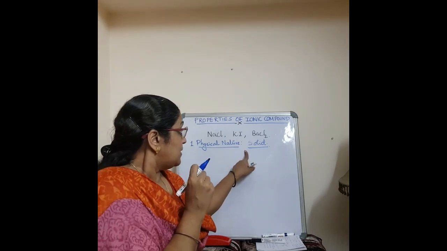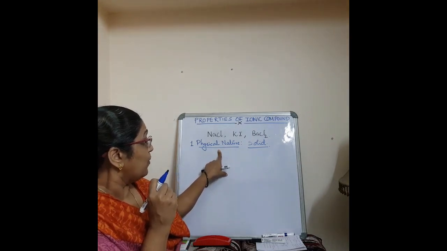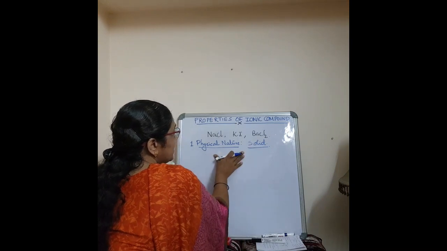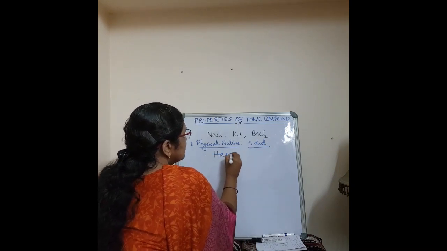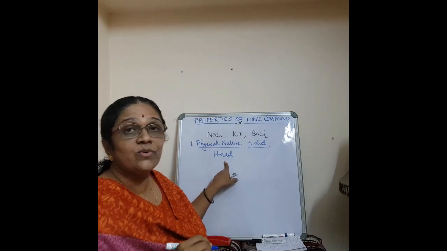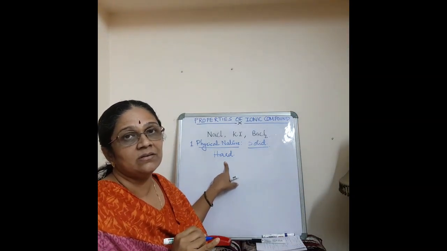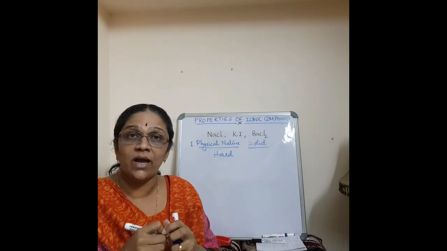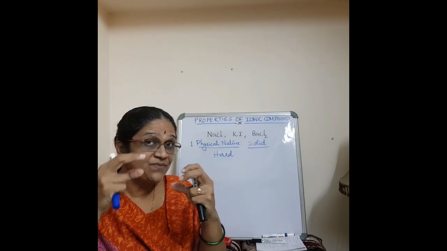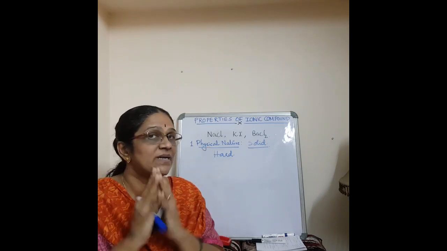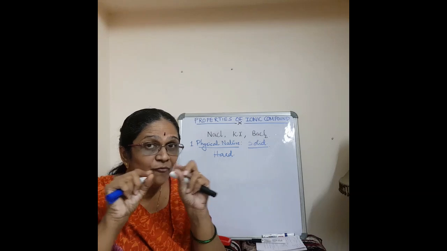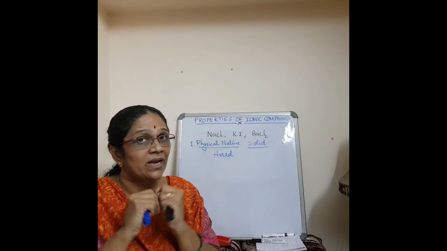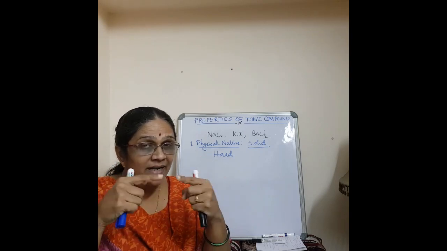Now, these ionic compounds, one is solid, and the second property is that they are hard in nature. Why so? Because you know how an ionic compound is formed. An ionic compound is formed by the transfer of electrons from a metal to a non-metal. Now, what type of bond is formed? That bond is called an ionic bond or an electrovalent bond. So, ions are getting bonded.